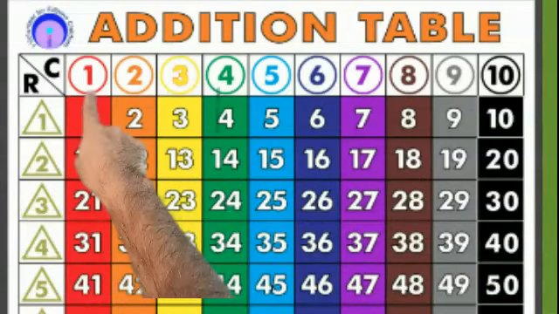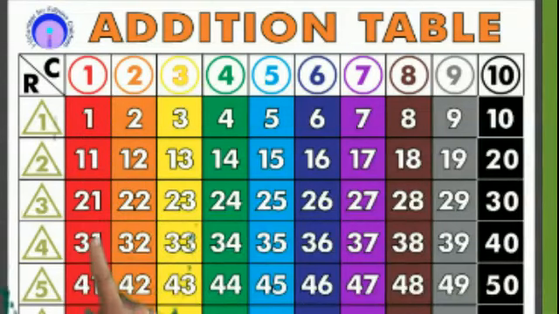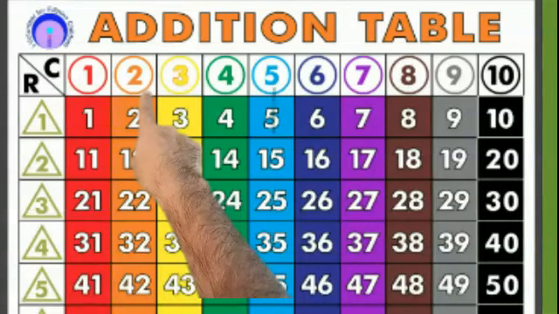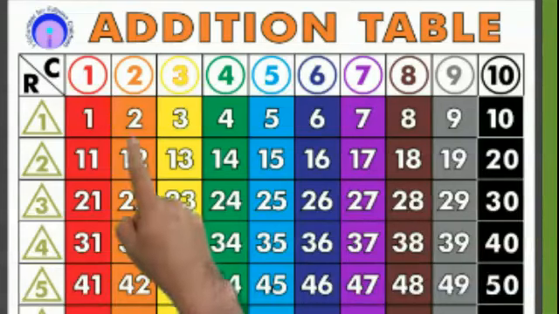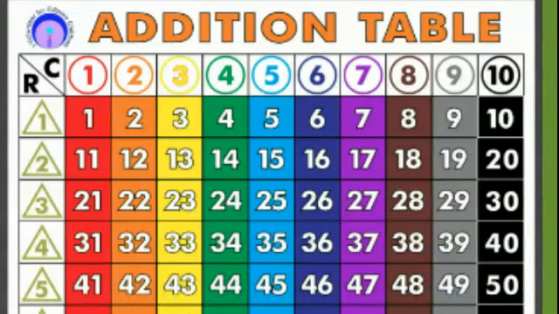This is the first column or column 1, and it is called red. All numbers in column 1 end in 1. This is the second column, or column number 2. This column is colored orange, and all the numbers end in 2.